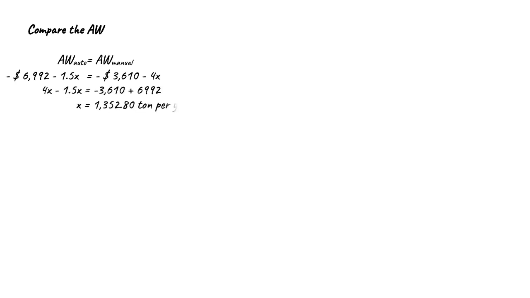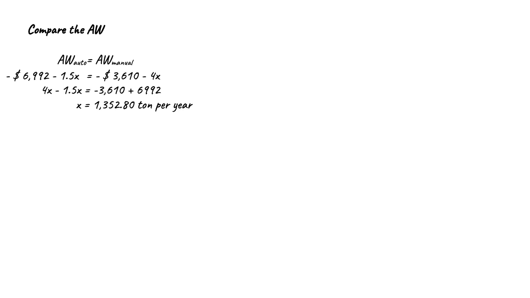Okay, so we already know the equation of the annual worth for the automatic machine and also for the manual machine. So you just equate them because you want to see where their intersection point is. Okay, so negative 6992 minus 1.5x, this is from our previous solution, and also the equation for the manual machine. Okay, now you just rearrange the equation to have x on one side and the numerical value on the other side, and you can calculate x to be 1382.8 tons.